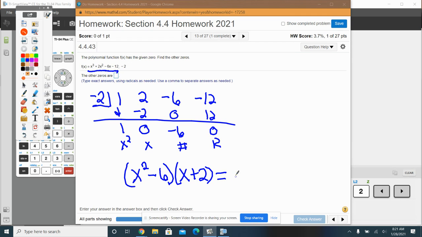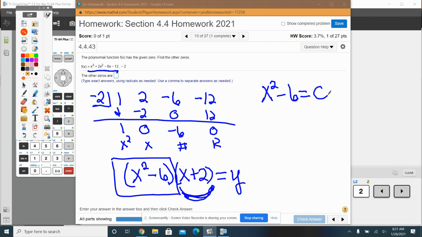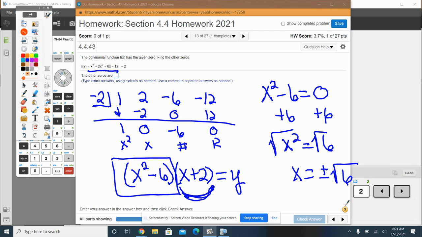Well, if that is my function, it's in factored form now. Negative 2 is one of the zeros. The other two zeros come from this. So if you solve x squared minus 6, you can see what those other zeros are. You add 6 to both sides, square root both sides, and the other zeros are plus or minus the square root of 6. So my calculator would have just given me nasty decimals.